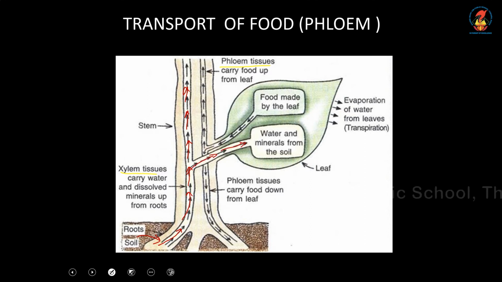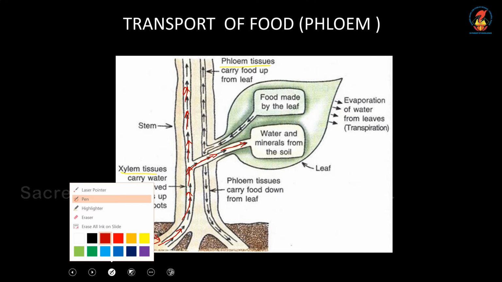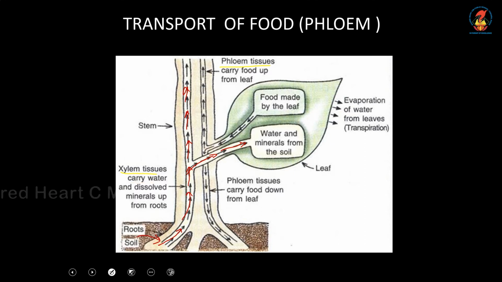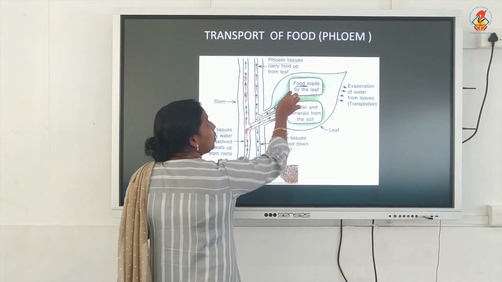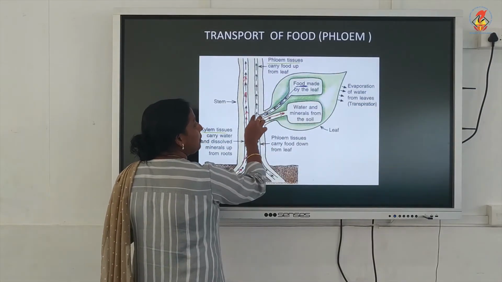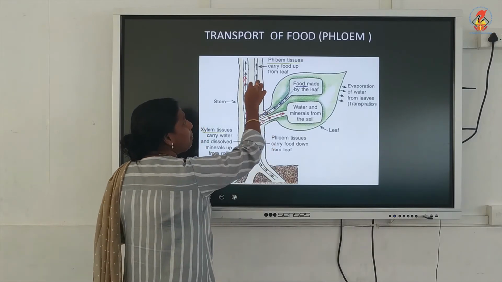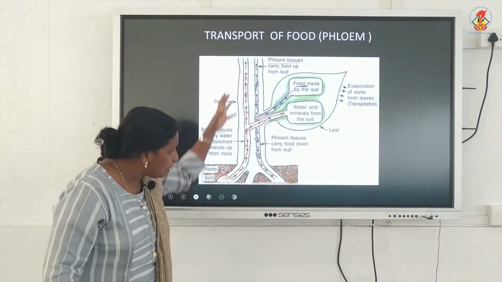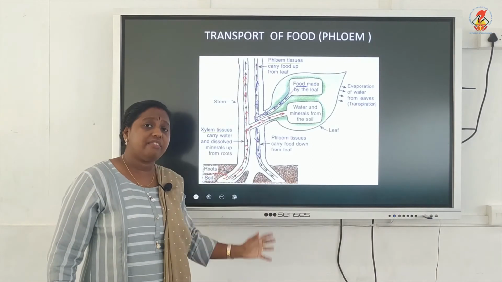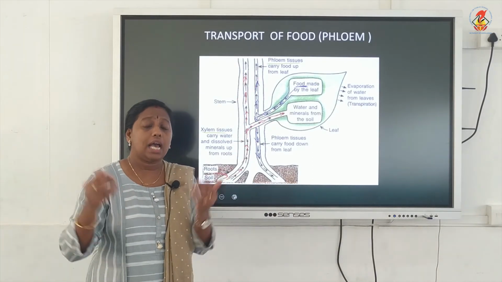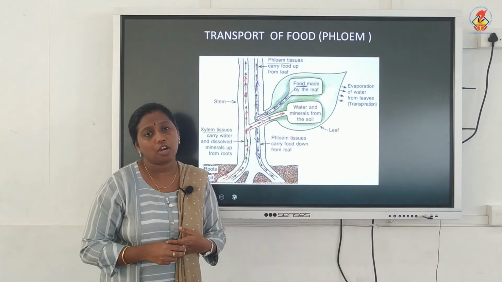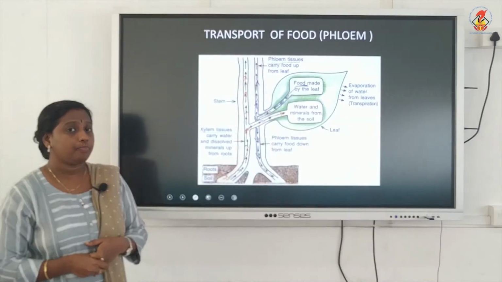The leaf will be utilizing this water and minerals to do photosynthesis process. After photosynthesis, what will be produced? After photosynthesis, food will be produced by the leaf. This food which is produced by the leaf will come down through the phloem and it will travel through the phloem and it will reach all the parts of a plant. It will go up to the stem, it will come down to the root. Everywhere the phloem will be taking this food and it will be giving to each and every cell in the plant. So hope it is clear.